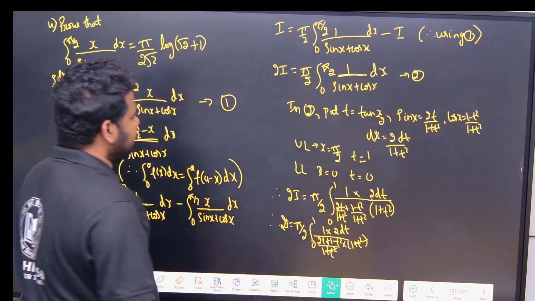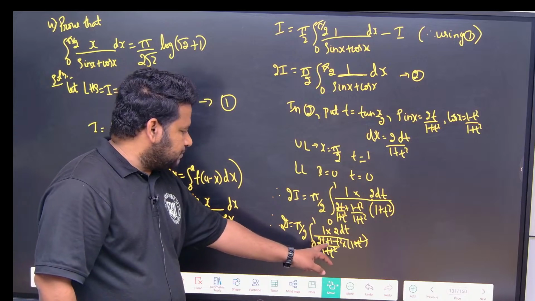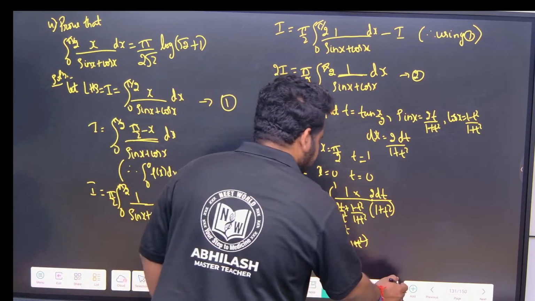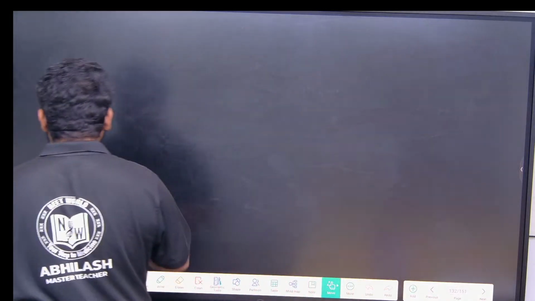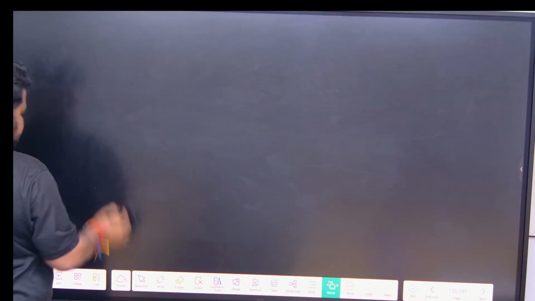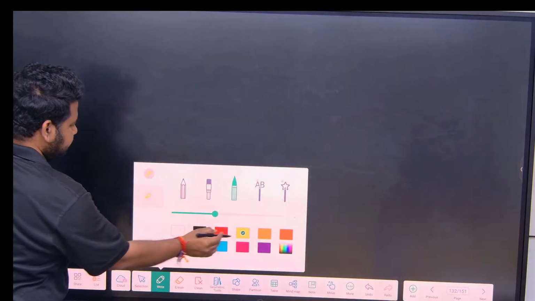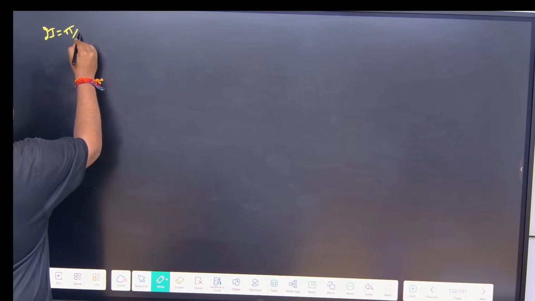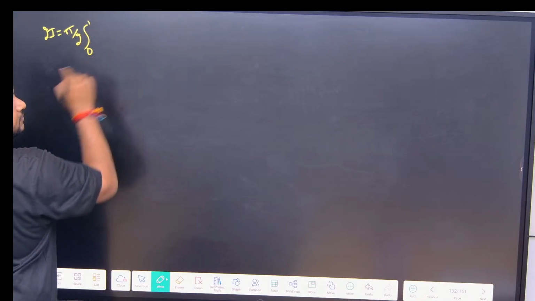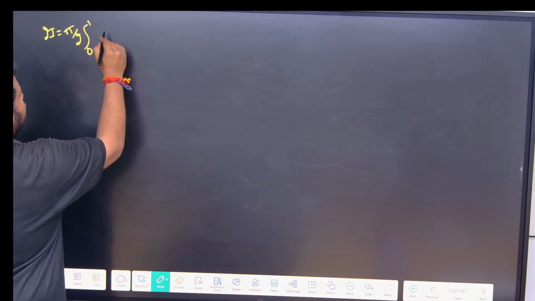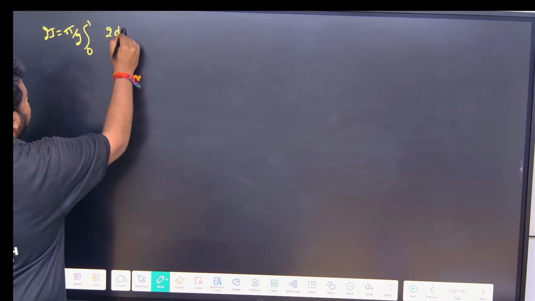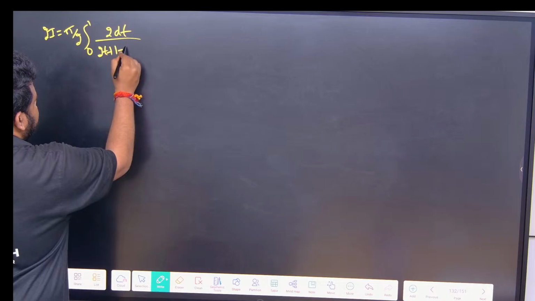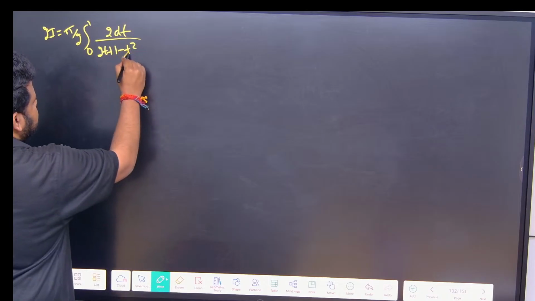Let us move to the next step, friends. Here what I will be doing? 2t plus 1 minus t square, this is what I have in the denominator. So let us go to the next page. So 2i is equal to pi by 2 into 0 to 1, what is this I am having? 2 dt, correct? 2 dt by 2t plus 1 minus t square.